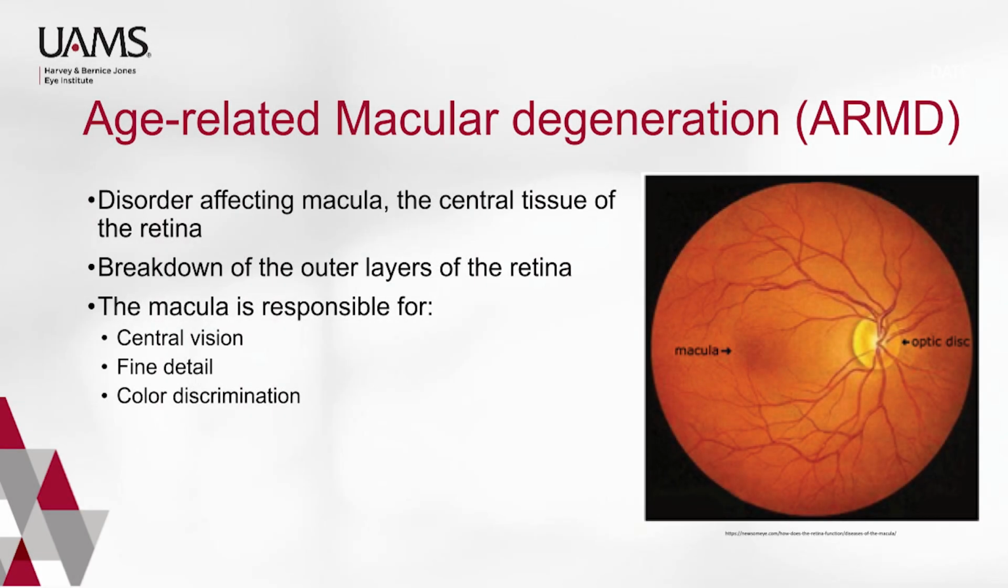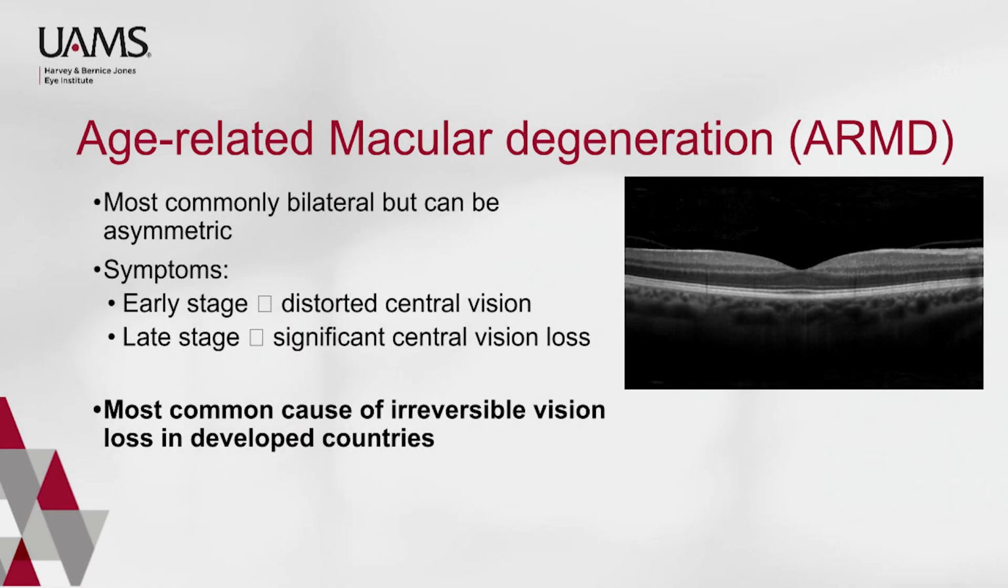The second condition we'll go over is macular degeneration. This is a disorder that affects the macula, which is the central tissue in the back of the eye. Macular degeneration is due to a breakdown of the outer layers of the retina. You can have problems with central vision, most commonly with fine detail and color discrimination. Macular degeneration is most commonly bilateral, but it can be asymmetric.